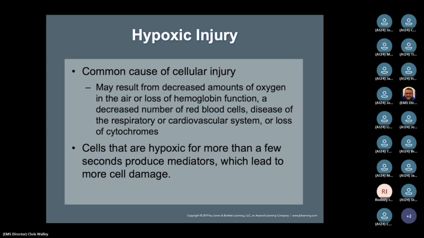Hypoxic injury may result from decreased amounts of oxygen in the air. You will have some loss of hemoglobin function. You'll see a decreased number of red blood cells. You'll notice disease of the respiratory and cardiovascular system, and cells that are hypoxic for more than a few seconds produce mediators, which lead to some more cell damage. Free radicals are the earliest and most dangerous mediators produced by those cells. Are we going to see that? Nope, that happens at the cell level.